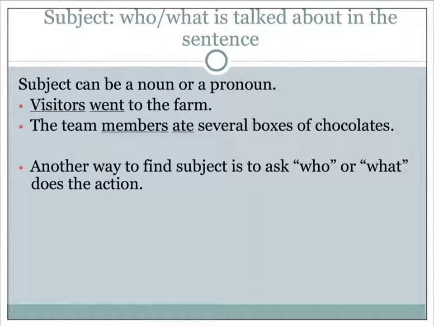Visitors went to the farm. In this case, visitors is the subject of the sentence. We're talking about who went to the farm. In the second sentence, the team members ate several boxes of chocolate. Again, this is about members. These are the people who were eating the boxes of chocolate. Another way to identify the subject is to ask who or what does the action.